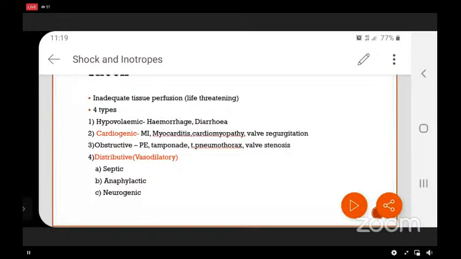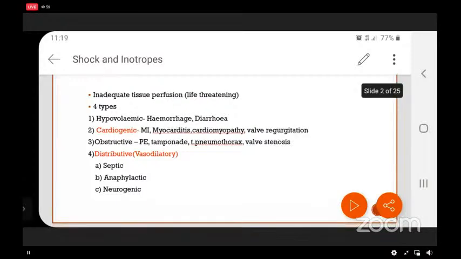If the IVC blockage does not allow the blood coming into the heart as a venous return, for example, in tamponade or tension pneumothorax, or even in valvular stenosis, or even in pulmonary embolism, when there's a huge obstruction to the blood flow, then you will again get a shock which is called obstructive shock.